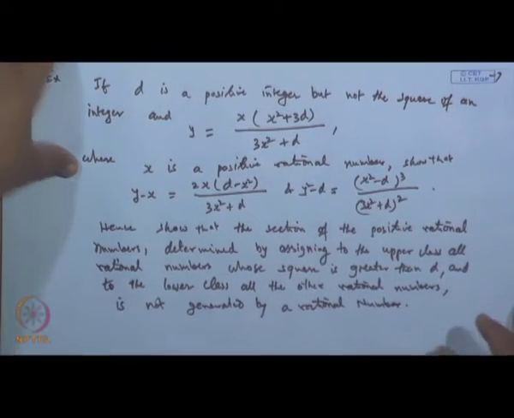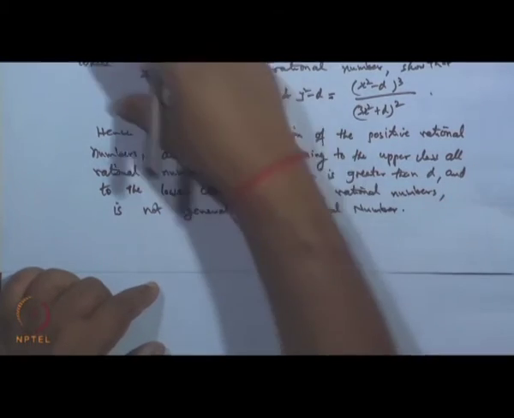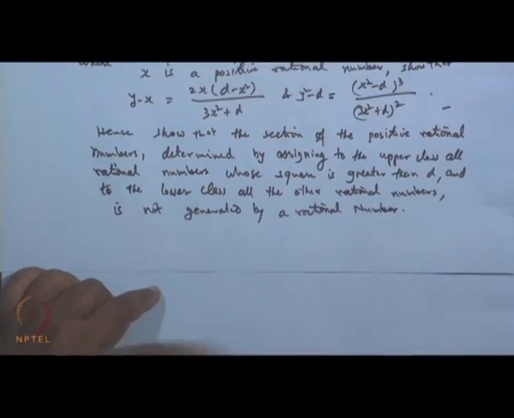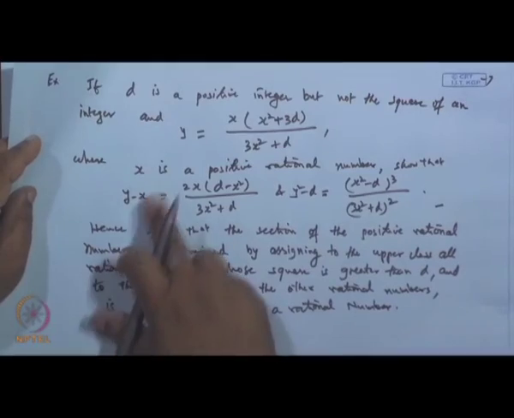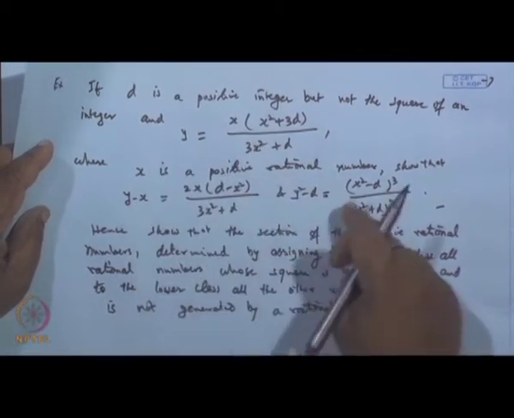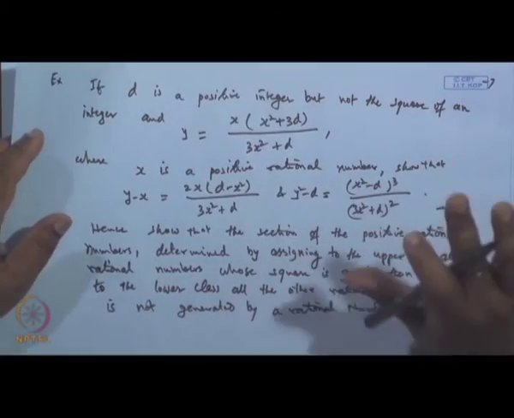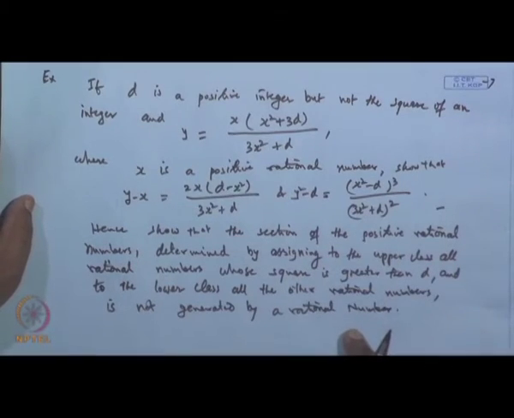Okay. Let us see the first part of this. I am not interested in this, because this is a routine thing. You have the value y given, x is already given. So y minus x you will find this expression, y square minus d you will find the expression, just simple calculation. We are not interested in solving this, but it is required while showing that this section is not generated by a rational number.